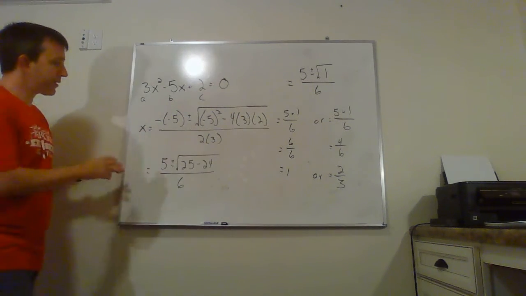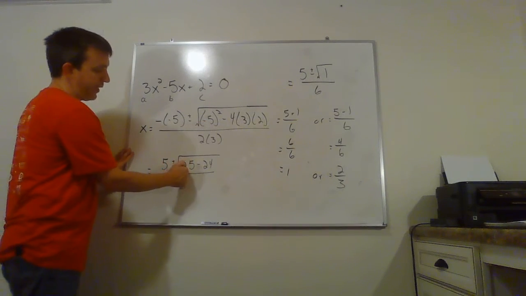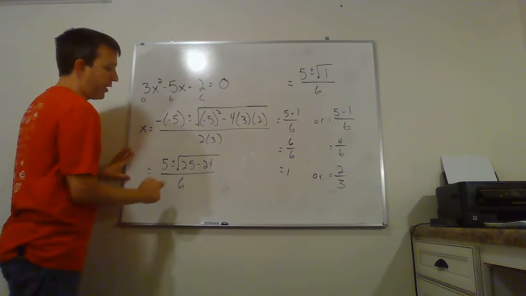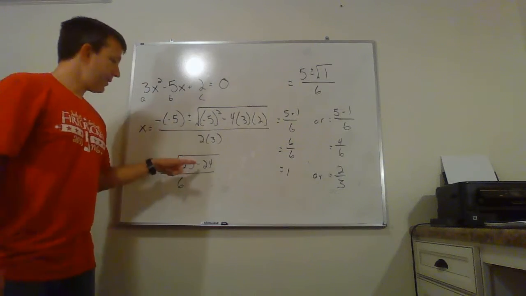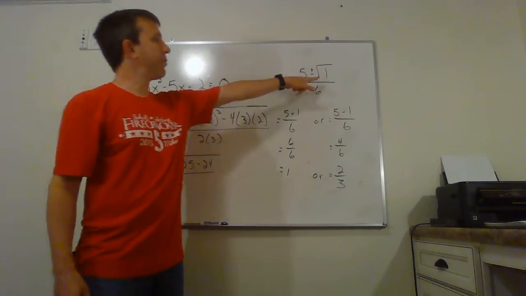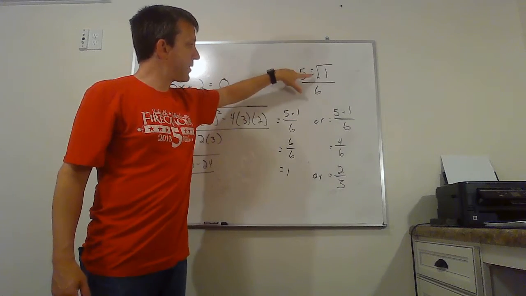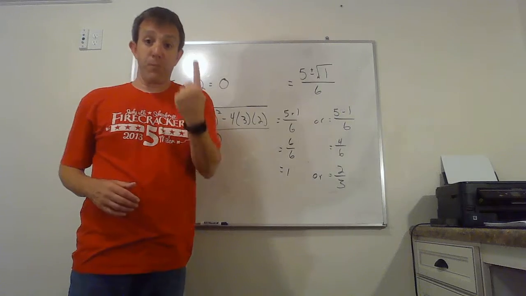So I start by cleaning this up. The opposite of negative 5 is 5. Negative 5 squared is 25. Did my multiplication here. 4 times 3 times 2 is 24. And on the bottom, 2 times 3 is 6. Next, I subtract. 25 minus 24 gives me 1. Now, in this particular instance, we know this square root. The square root of 1 is just 1.